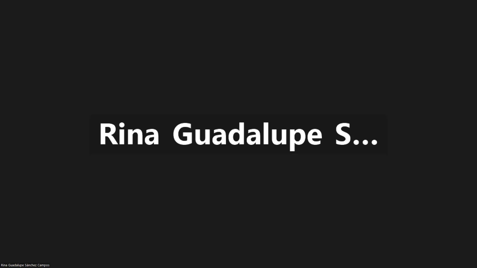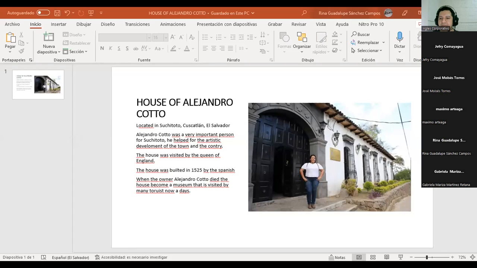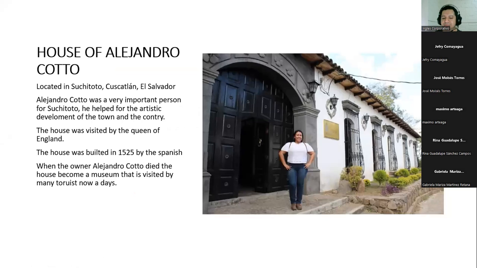Me, teacher. Okay, Rina, go ahead. Can you see my presentation? Yes, we can see it. House of Alejandro Cotto, located in Suchitoto, Cuscatlán, El Salvador. Alejandro Cotto was a very important person for Suchitoto. He helped for the artistic development of the town and the country. The house was visited by the Queen of England, and the house was built in 1525 by the Spanish. When the owner Alejandro Cotto died, the house became a museum that is visited by many tourists nowadays.